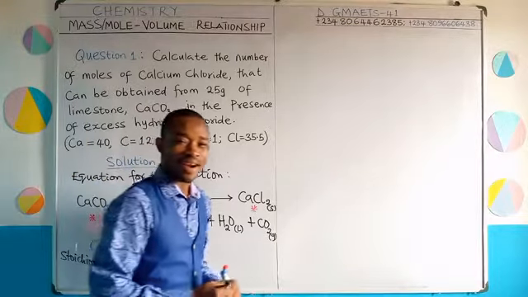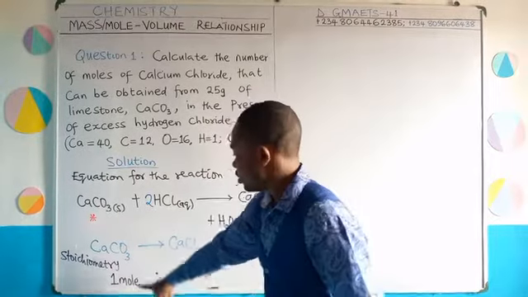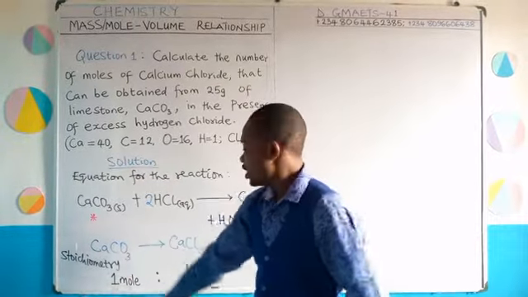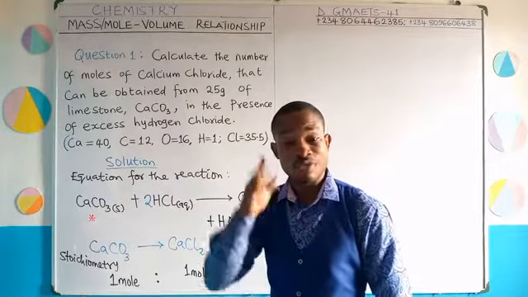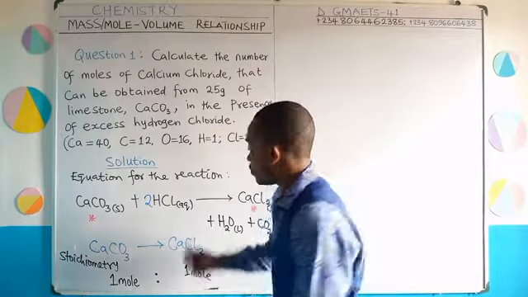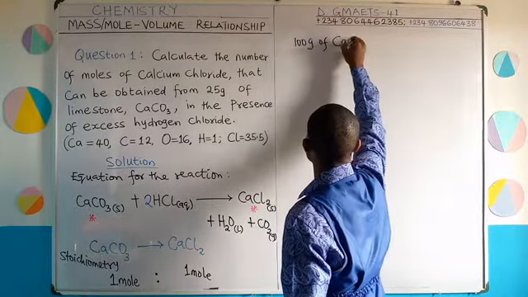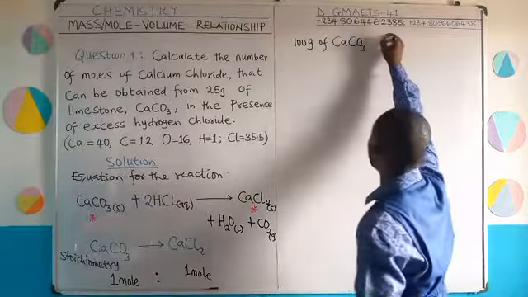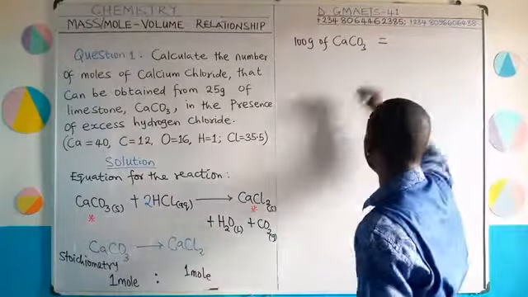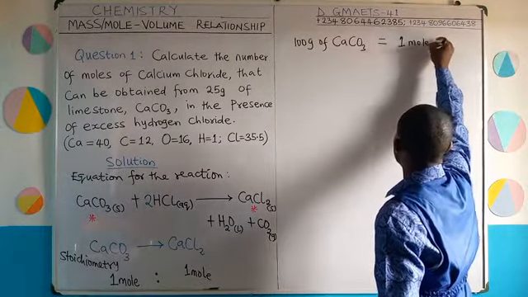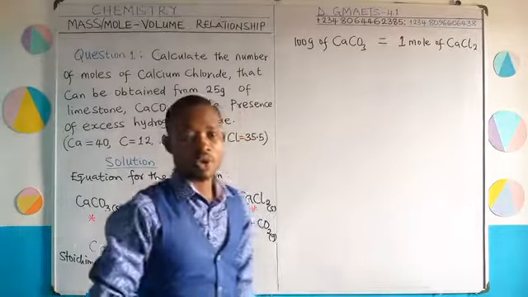All you have to do there, calcium is 40, you add carbon, which is 12, then you add 16 times 3 for oxygen. Exactly how you calculate molar mass. We've done that in our previous classes. If you do that, you're going to get that 100 grams of calcium carbonate, that is limestone, will give us 1 mole of calcium chloride.